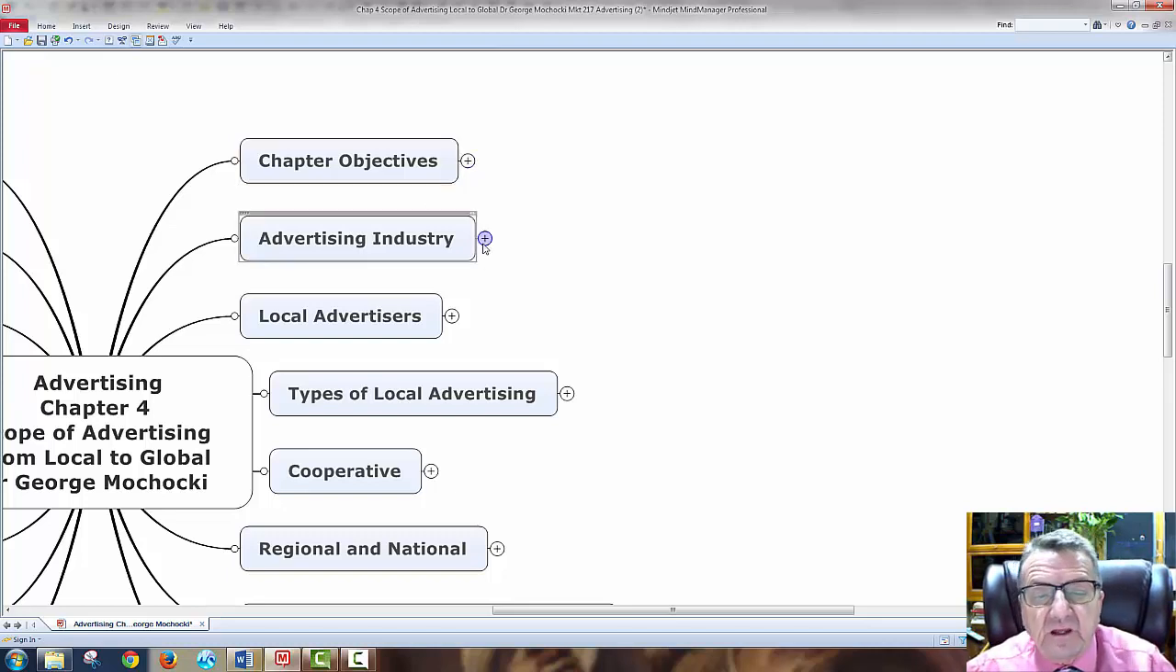Okay, so let's look at the advertising industry as a whole. Remember, as you follow this whole thing, I'll utilize my concept maps. These will replace any kind of PowerPoints and everything else. In one picture, one sheet, I can see the whole chapter, so it's easier to see how the components fit in.